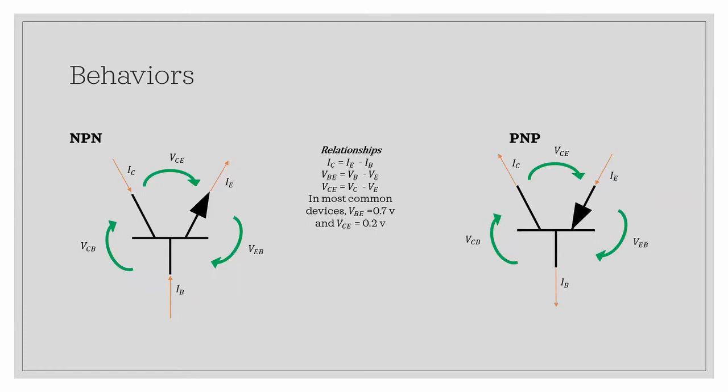Another relationship is that the voltage difference between the base and the emitter, if we're using silicon, is 0.7 volts. And the difference between the collector and the emitter is 0.2 volts. And this is related to the materials used to construct the transistor. So if you don't have a germanium or silicon transistor, it's going to be something else. But as a rule, 0.7 is what you go to. It's the most common one.